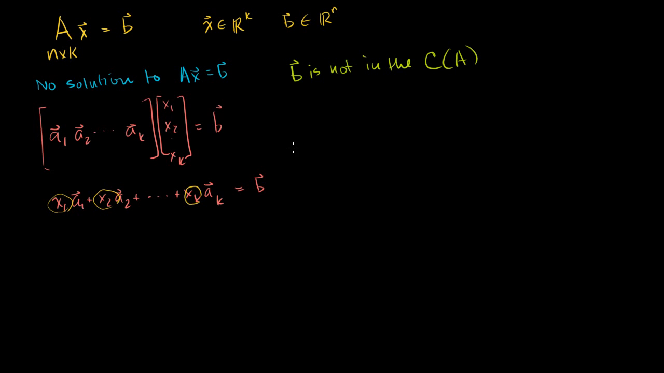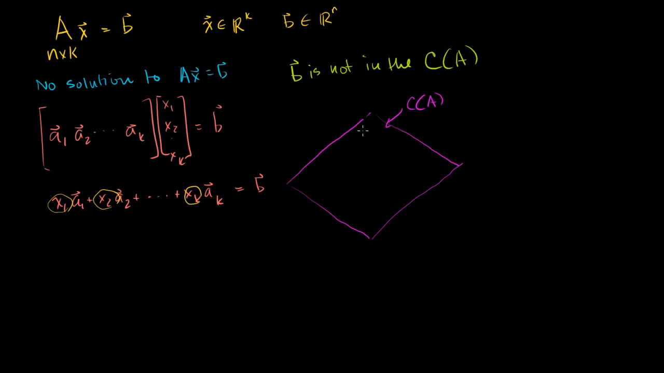So let's see if we can visualize it a bit. Let me draw the column space of A. Maybe the column space of A looks something like this right here. I'll just assume it's a plane in R^n. It doesn't have to be a plane. Things can be very general. But let's say that this is the column space of A.